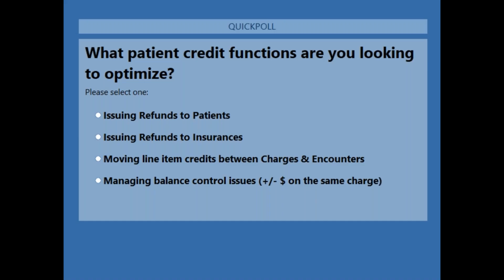So as we get started today, I wanted to launch a quick two-question poll because we are covering a range of topics today. Just so we can make sure that we are focusing and hitting the right points on your pain points and your solution, if you take a look at your screen, the first question is: what patient credit functions are you looking to optimize? Issuing refunds to patients, issuing refunds to insurance, moving line item credits between charges and encounters, and managing balance controls, positive or negative money on the same charge. So if everybody will take a minute to reply to that, we'll close this down in 5, 4, 3, 2, 1. Okay, so I'm going to close that one.